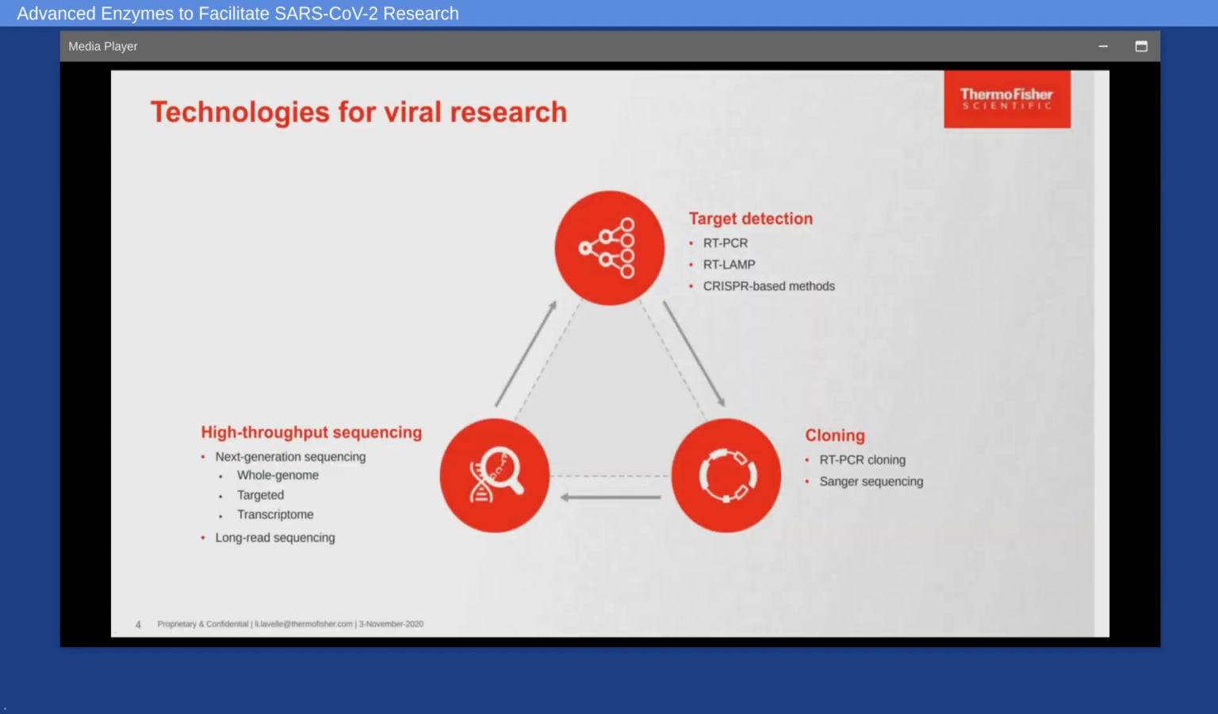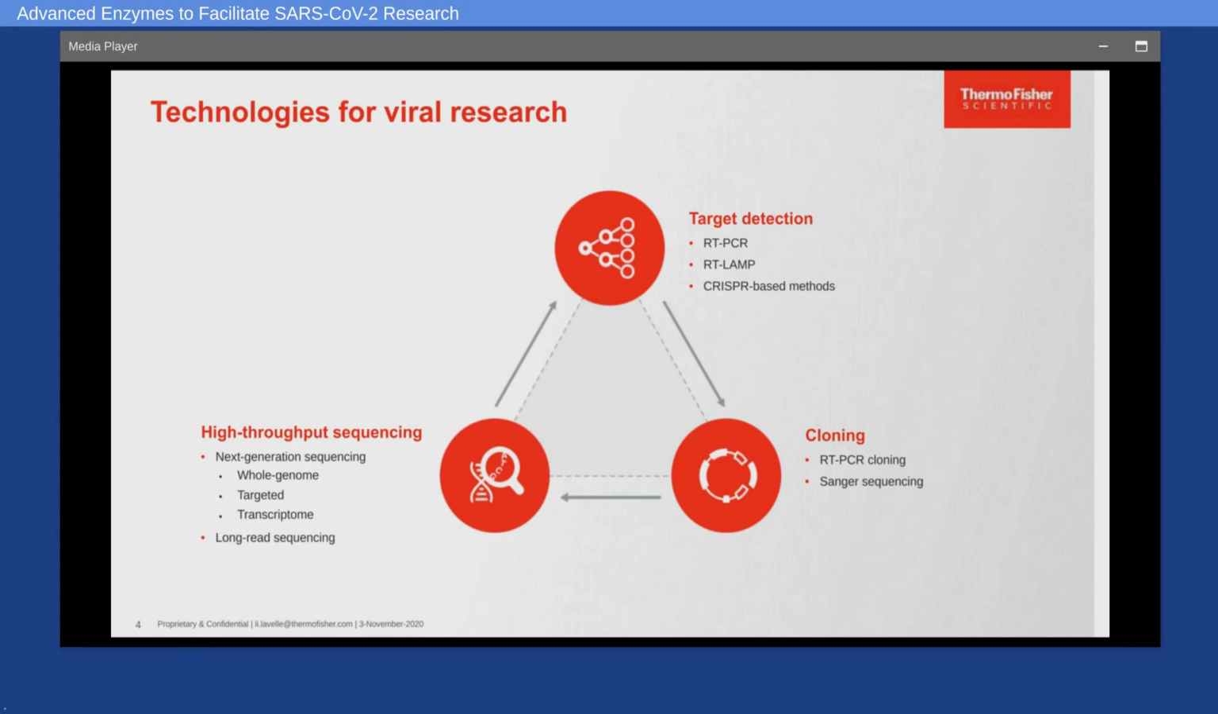Okay, let's continue. Currently, SARS-CoV-2 virus research is focused on three directions according to the technologies used: target detection, high-throughput sequencing, and cloning. For target detection, RT-qPCR is the gold standard and has been adopted by the majority of labs for virus detection. The researchers also explore RT-LAMP and CRISPR-based methods for point-of-care use. I'm going to share a little bit more information about target detection in the next few slides.